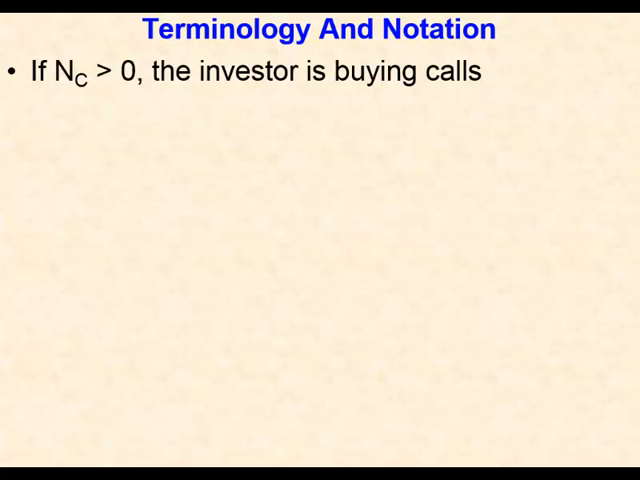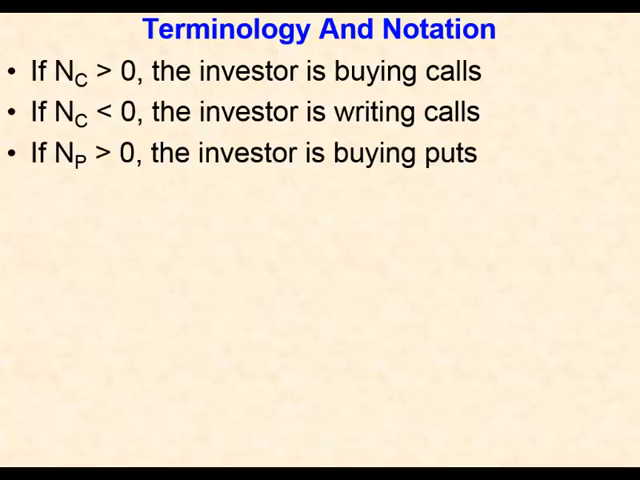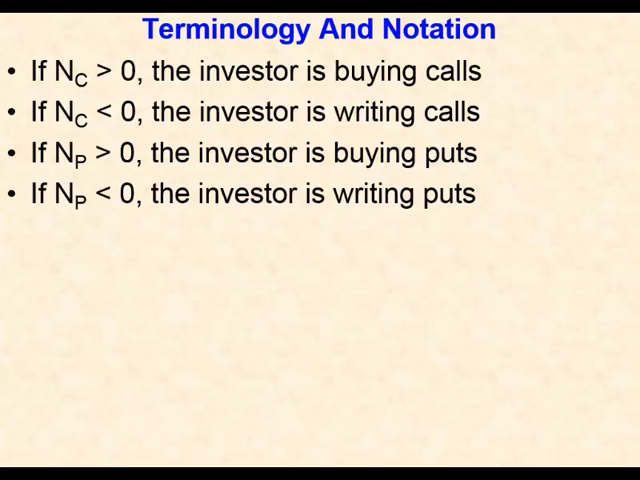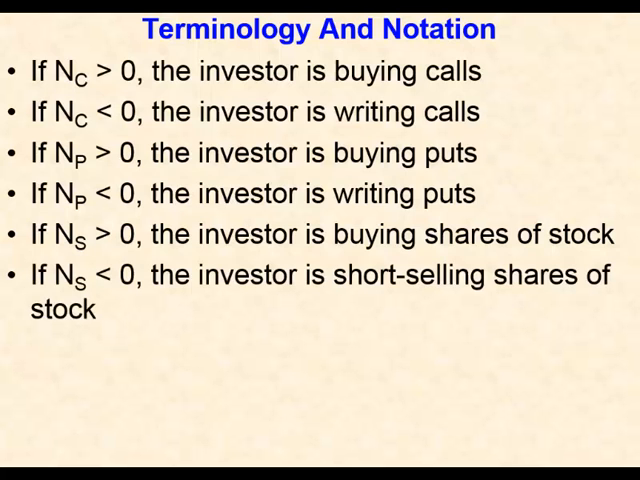If the number of calls is greater than 0, then the investor is buying calls. On the other hand, if the number of calls is negative, less than 0, the investor is writing calls. If the number of puts is positive, the investor is buying puts, and if the number of puts is negative, the investor is writing puts. For the stock, if the number of shares is greater than 0, we are buying shares of stock, and if N sub S is less than 0, the investor is short selling shares of stock.